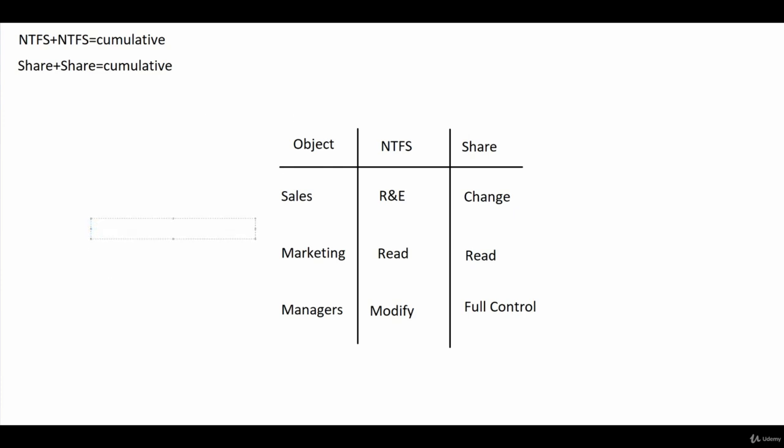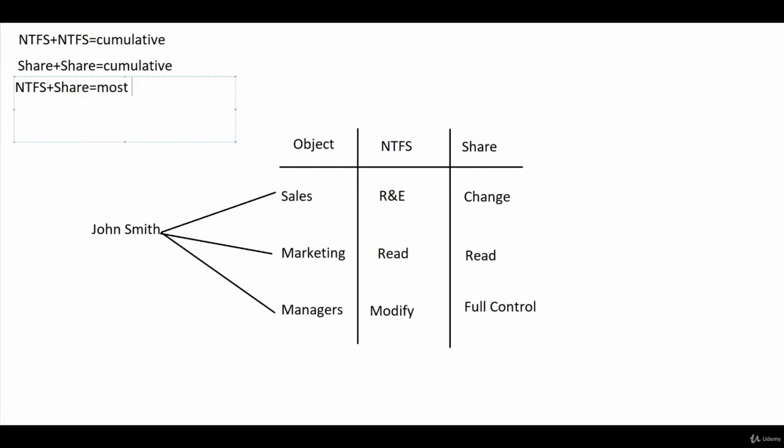And that's, of course, if the user is a member of all three groups. So let's say you had a user, let's say John Smith here, and John Smith is a member of all three of these groups. Let me just draw this little line to indicate that he's part of all three groups. So you got John Smith, he's a member of all three groups. What will his effective permissions be? Okay, well, I'm going to tell you, this is the way it works, okay? When NTFS conflicts with share permissions, it's most restrictive that will get applied. Most restrictive that will get applied.